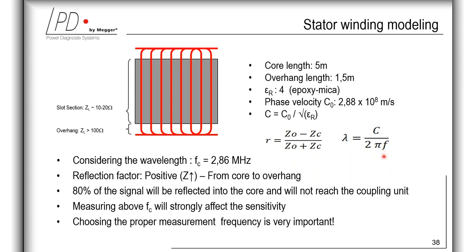Given the values of the core length here with 5 meters, and the overhang length of 1.5 meters, and the relative permittivity of the epoxy mica, which is 4, the corner frequency with this formula is found as 2.86 megahertz. Measuring above this corner frequency is strongly affecting the sensitivity. So here, selecting the proper measurement frequency is of main importance.